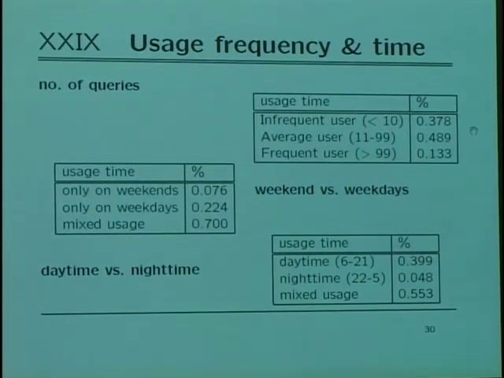And basically it shows that AOL search engine users seem to use the search engine mostly infrequent or average. Mostly they search all over the week, but there are some users who only surf on weekends. And AOL users mostly search on daytime or mixed. Only 5% of the users are only submitting queries in the nighttime. Well, you could interpret this as some kind of nerd factor or what.